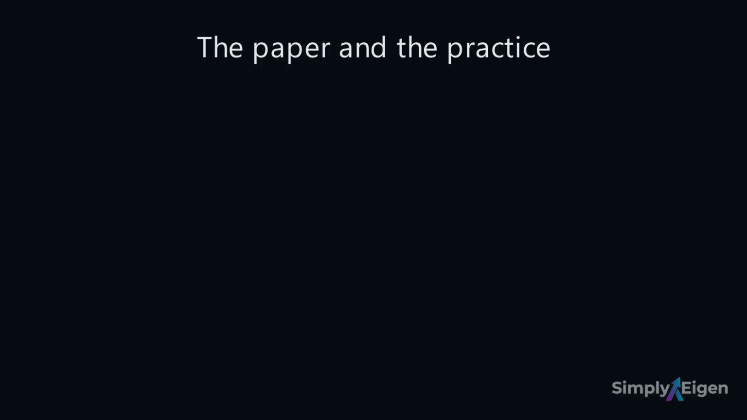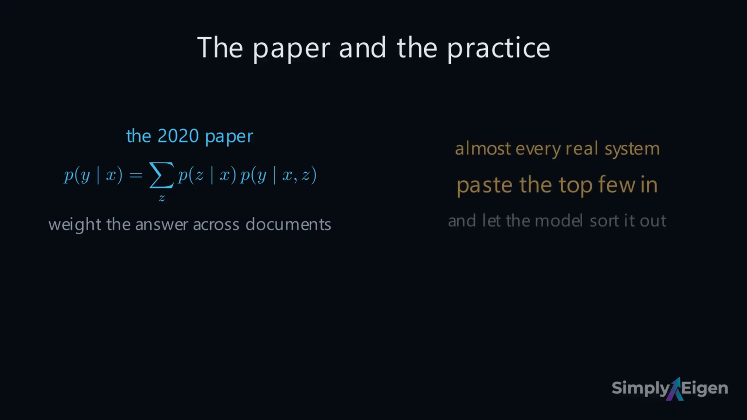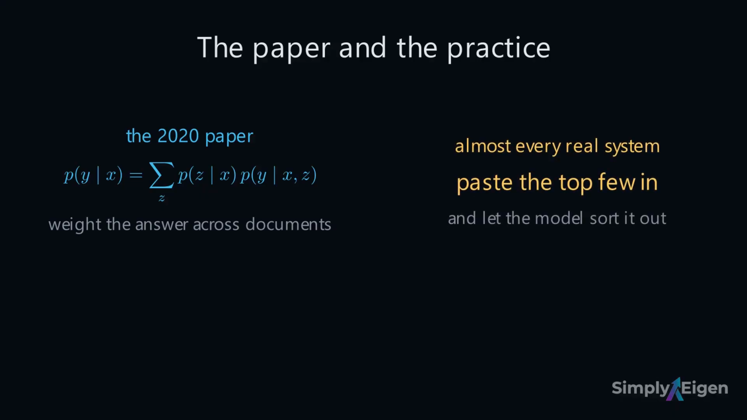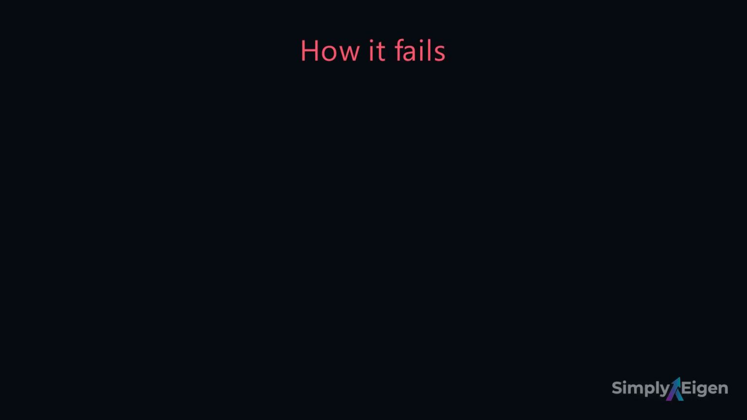Which is not quite what the original paper described. The 2020 paper that named this idea treated the retrieved documents probabilistically, weighting the answer across several of them at once. Almost nothing in production does that. Real systems paste the top few passages into the prompt and let the model sort it out. The published method and the deployed one parted company almost immediately. Which tells you exactly how this fails.